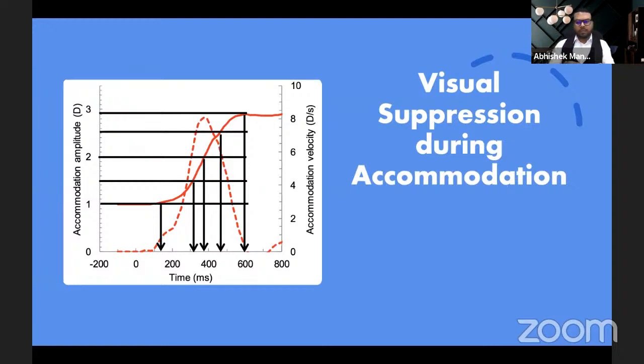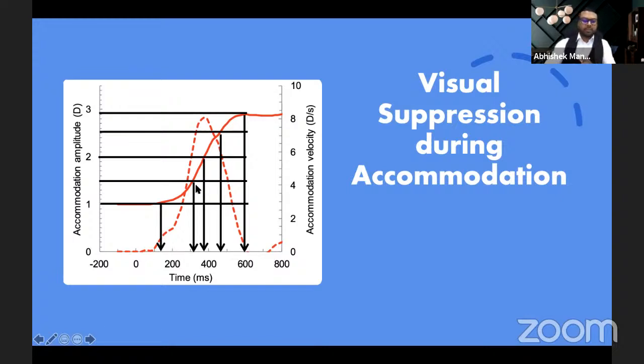Now let me take you to accommodation. What happens during accommodation? Accommodation is not a very fast process. It is quite a slow process, and basically it is quite delayed. If you follow the cursor, you can see the first point, which is nearly 150 milliseconds, close to 200 milliseconds. And then it ranges up to 600 milliseconds.